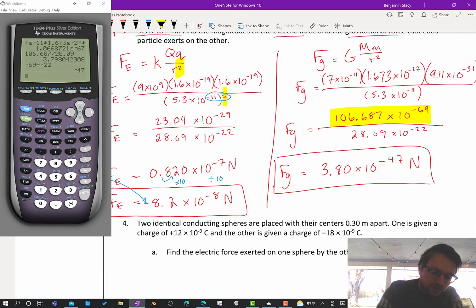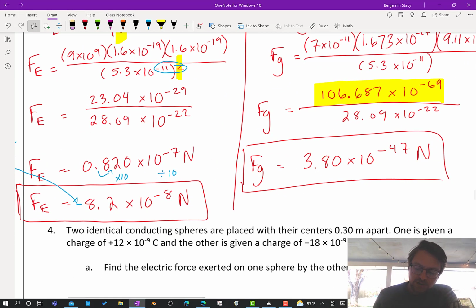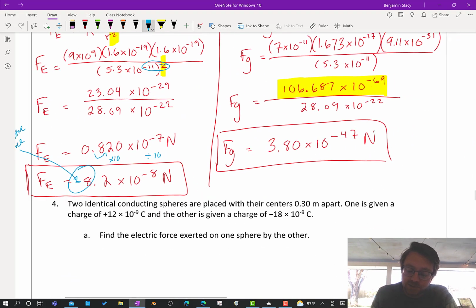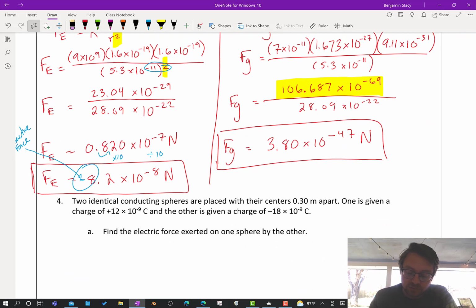Now notice a couple things. One, for the FG value, it's attractive, but there's no negative sign here, right? We never put that when we did universal gravitation, because gravity is always attractive. It is important to note when we see that over here for electrostatic force that the negative does indicate attraction. It is a proton and an electron after all.